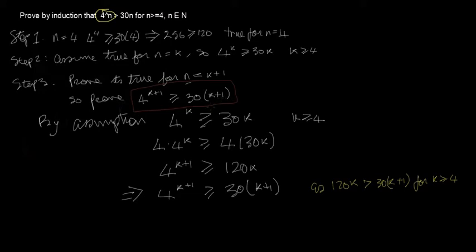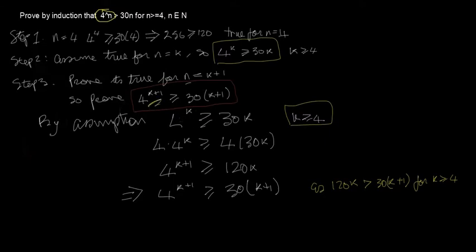A nice way to proceed now is we start with the assumption. Our assumption is that 4 to the power of k is greater than 30k. So I'm going to start with that: 4 to the power of k is greater than or equal to 30k. I meant greater than or equal to up here. Again, I'm going to write down that k is greater than or equal to 4 here. And then I work this towards what I'm trying to prove.